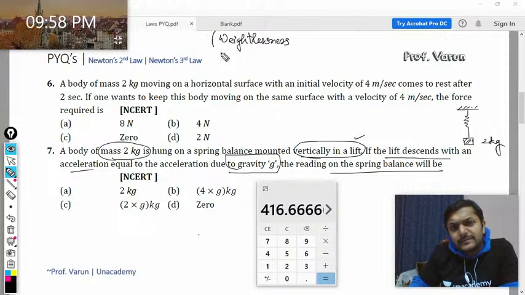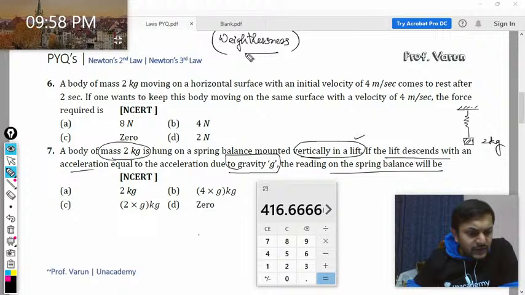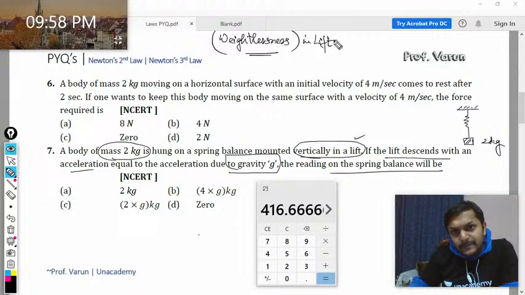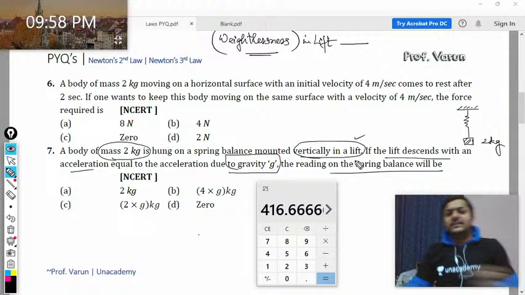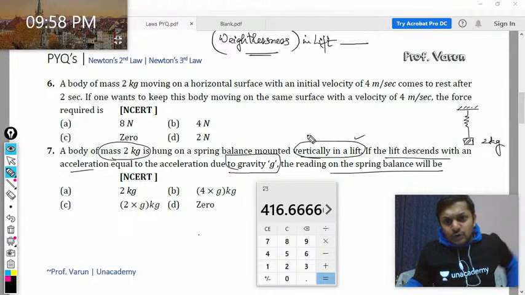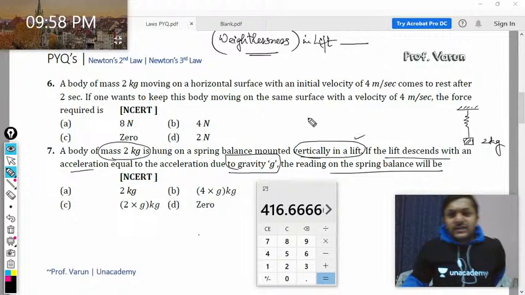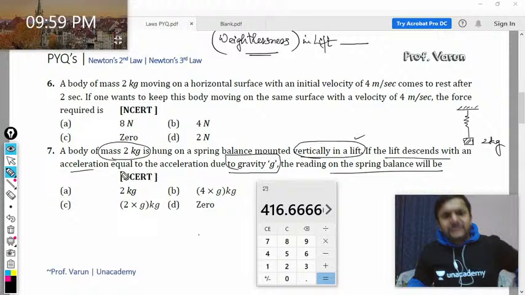weightlessness. Typical case of weightlessness in a lift. Well, you must be aware of this, and it is evident here because it is explicitly mentioned in the question. The lift descends with an acceleration equal to that of gravity.